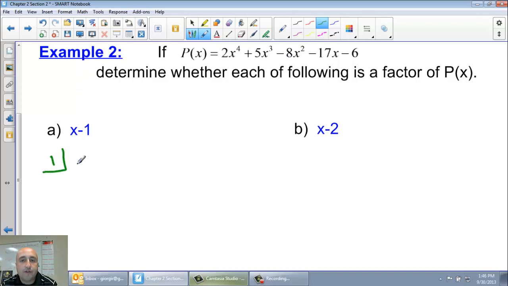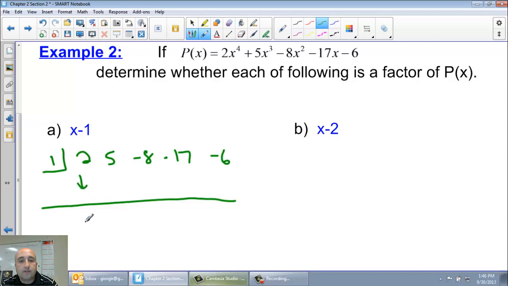And then let's put in our coefficients, 2, 5, negative 8, negative 17, negative 6. There's no need for a placeholder. 4, 3, 2, 1, 0. So no need for a placeholder. Okay, so let's drop down our 2.